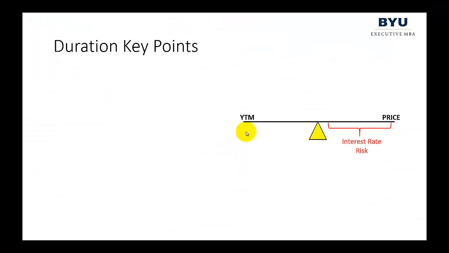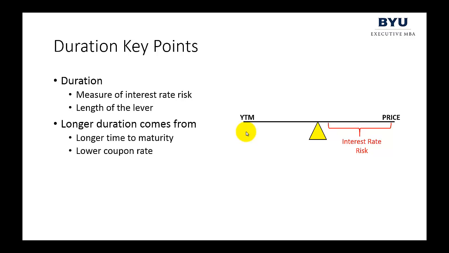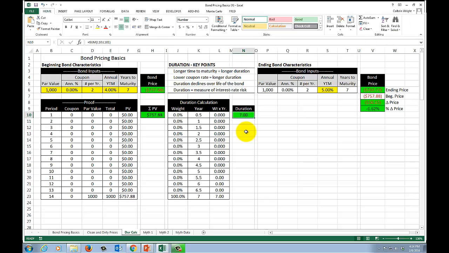So there are some key points related to duration. First off, it's a measure of interest rate risk. It tells you the length of the lever. Second, longer duration comes from two things: longer time to maturity and lower coupon rate. And what does longer duration mean? Longer duration translates into bigger price swings when yield to maturity moves. Let me show this to you.